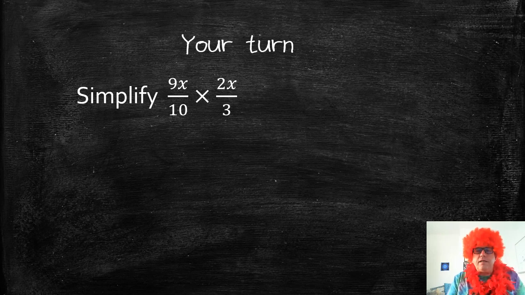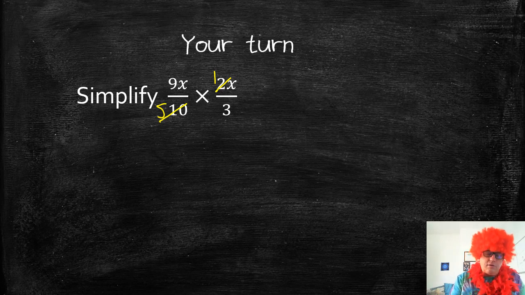Okay, before we start blindly multiplying, can we cancel? Well, look. I have a 2 on the top and a 10 on the bottom. I can divide both of those by 2, and that's going to be a 1, and that's going to be 5. 2 divided by 2 is 1. 10 divided by 2 is 5.